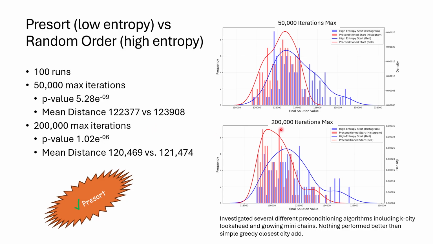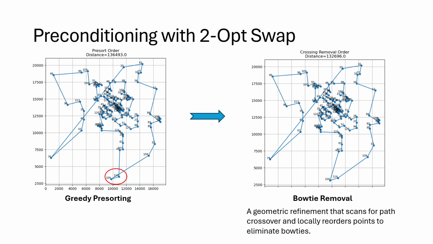What happens if we expanded it out to 200,000 iterations? Same kind of deal, still a massively low p-value, and we still have at least 1,000 units of improvement by using the pre-sort. Let's try to put an improvement on top of pre-sort and see if that does an even better job.